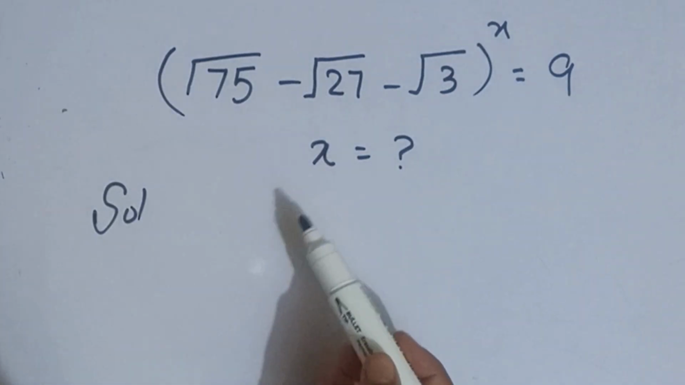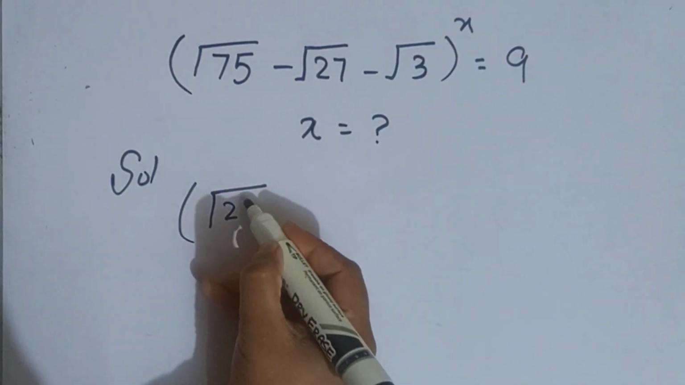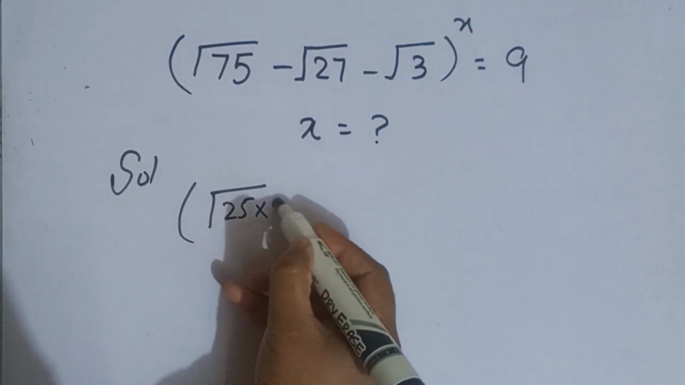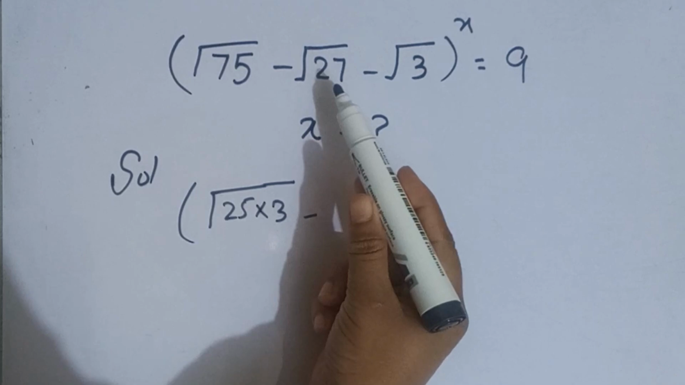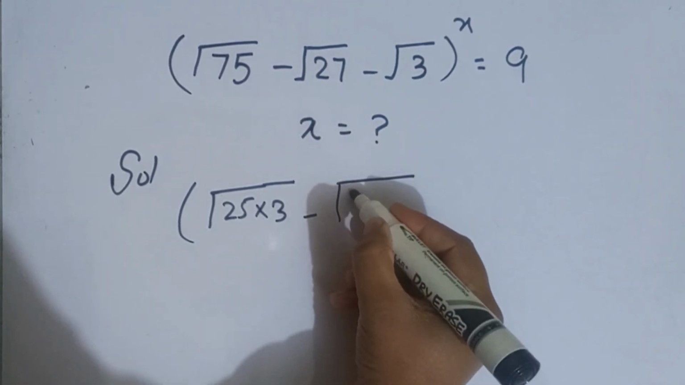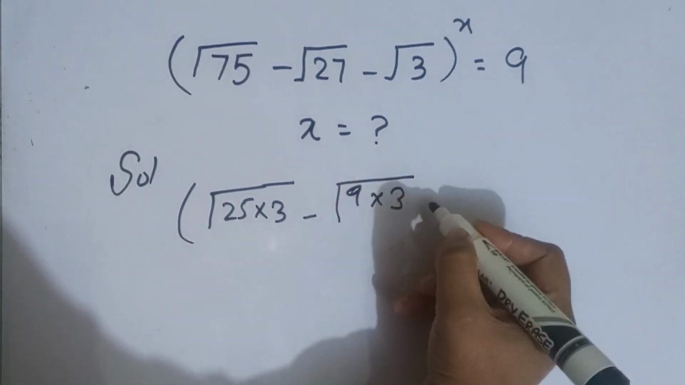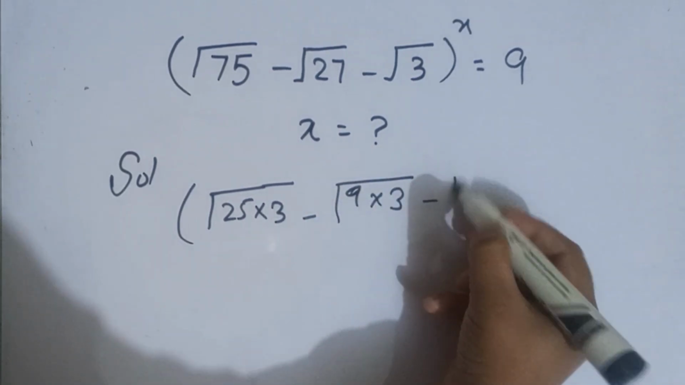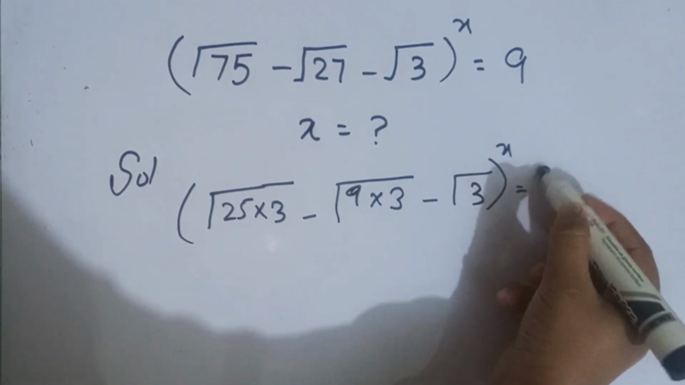So let's start. We write 75 as 25 multiplied by 3, which is equal to 75, and we write the second term √27 as √(9 multiplied by 3), which is equal to 27, and we copy the last term √3, whole raised to the power x. This is equal to 9.